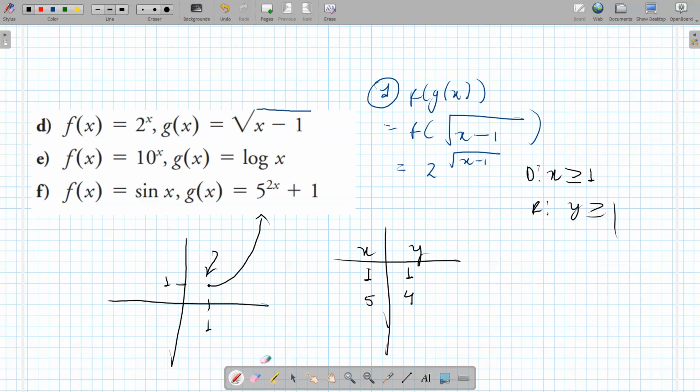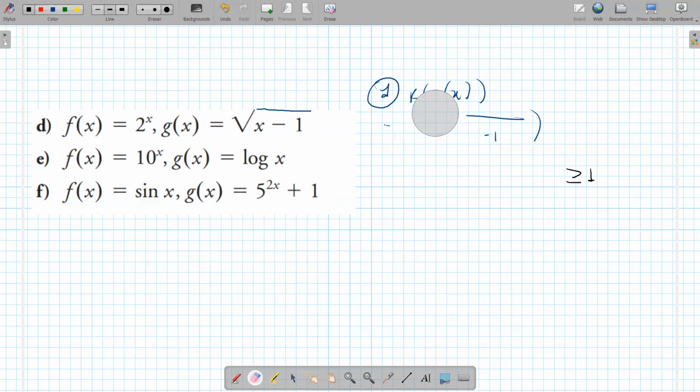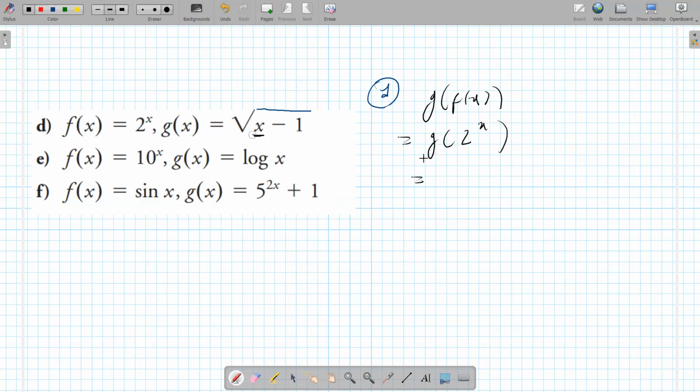Just like that. Now let's flip it. By flip it, I mean we're going to do it the other way around. We're going to do g of f of x. Again, we've done this many times. It's going to be g of 2 power x. Replace this x with what you have in this bracket, so it'll be the square root of 2 to the power of x minus 1.